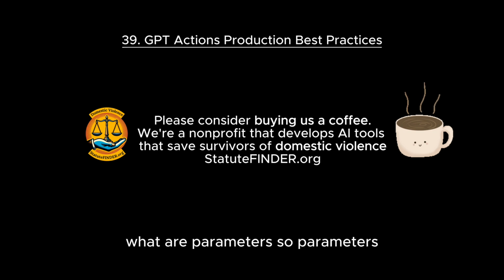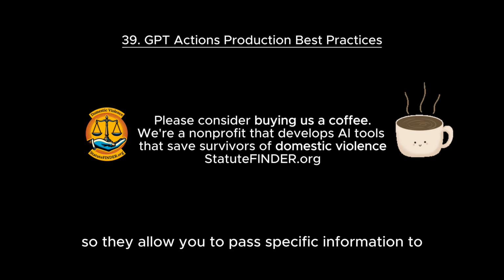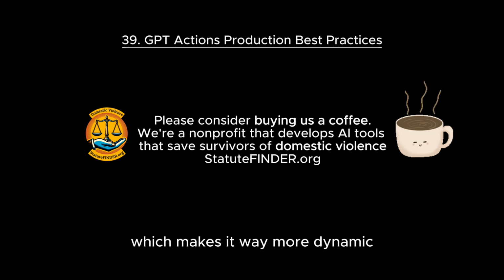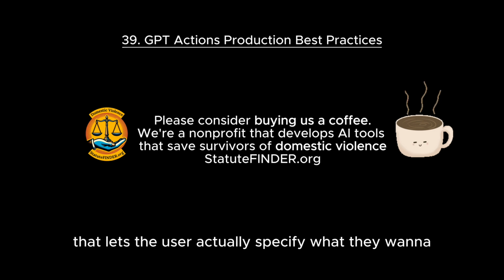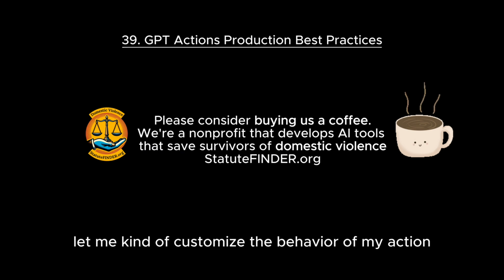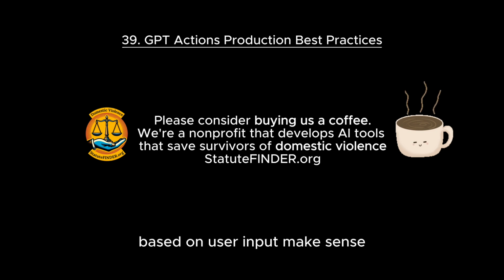What are parameters? So parameters, you can think of those as like the input values for your recipe, right? They allow you to pass specific information to your GPT action, which makes it way more dynamic, more adaptable. So for example, your to-do list action might have a parameter called task that lets the user actually specify what they want to add to their list. So parameters let me kind of customize the behavior of my action based on user input. Makes sense. What about tools?